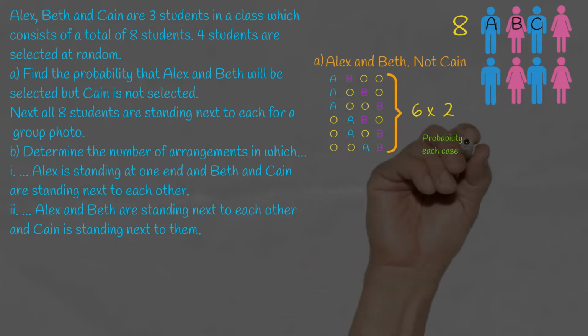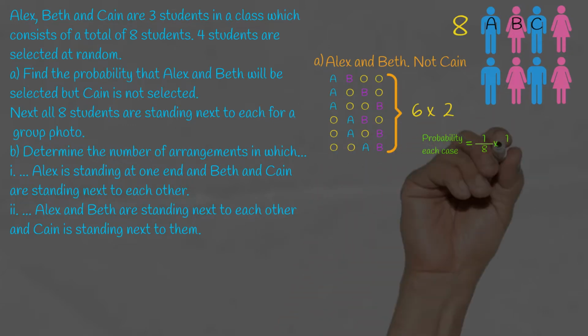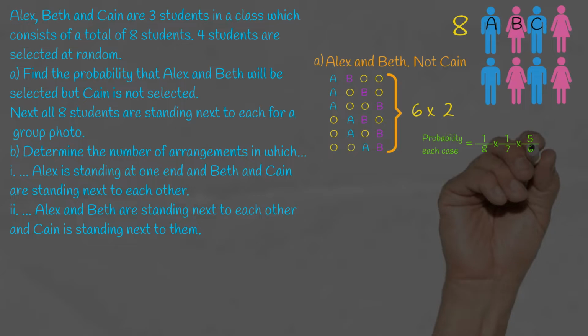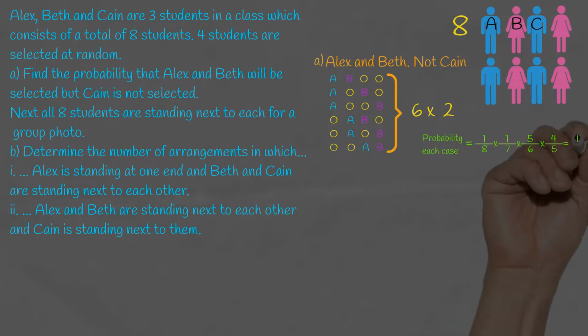If we look at the top row, there's a 1/8 chance of picking Alex and only a 1/7 chance to pick Beth. But then for the next person, we've only got 5 people left to choose from because we don't want to pick Cain. So the probability is 5/6 and then 4/5 for the last person. This gives the probability of 1/84.